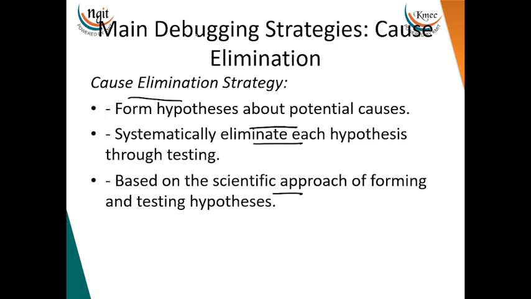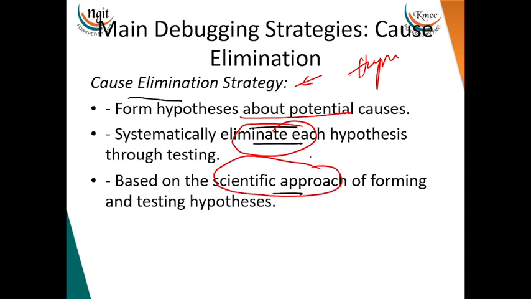Then cause elimination strategies, using hypotheses: if this is right, what will follow? Like a mathematical equation, list potential causes. Systematically eliminate each hypothesis based on testing. Based on a scientific approach, we can go for hypothesis testing.